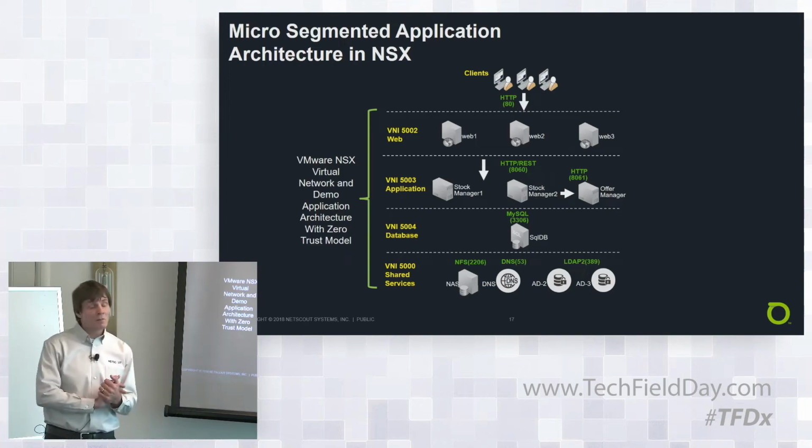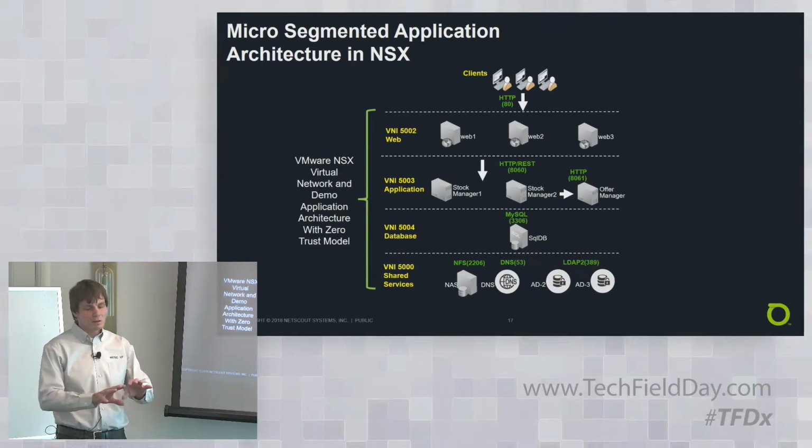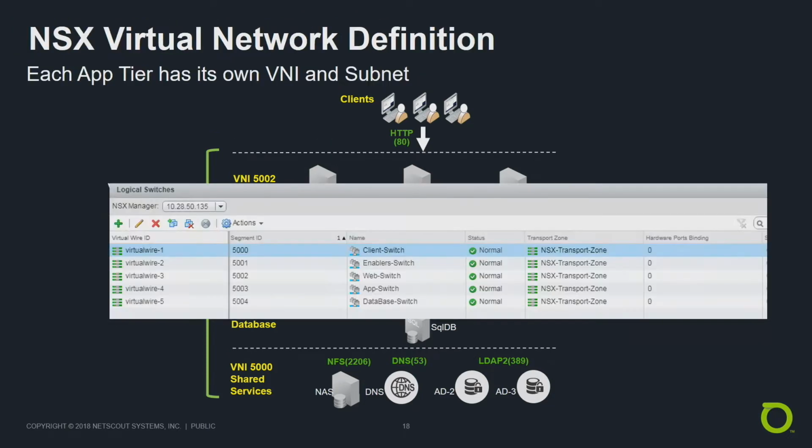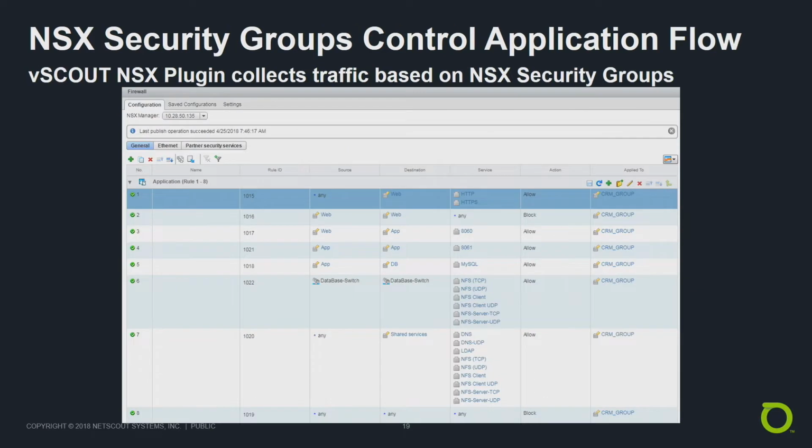First of all, I'm going to whirlwind through this one because this is about a micro-segmented app, and you can see how it's designed. You've got the user, web, application tiers, database tiers and shared services. That's how you would micro-segment an application in an NSX environment with different VNIs, and you'd set up firewall policies to control how the applications communicate.